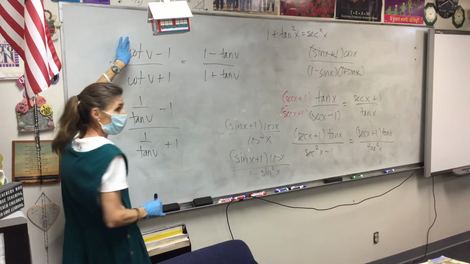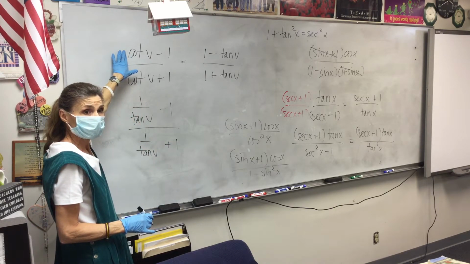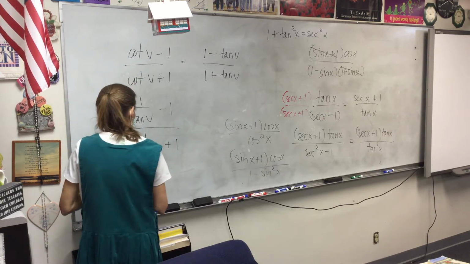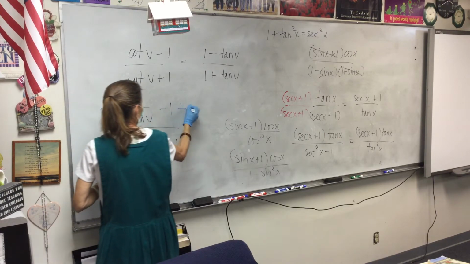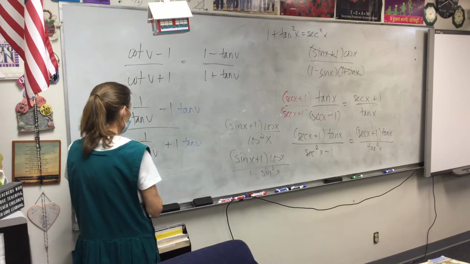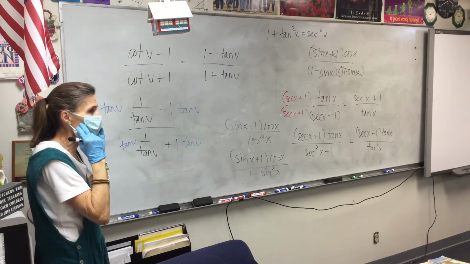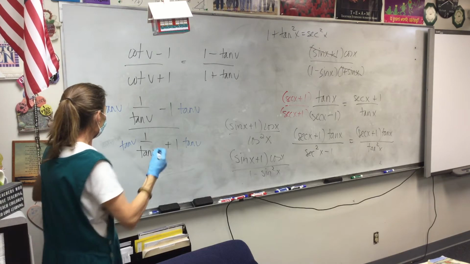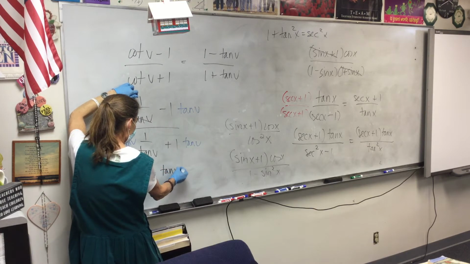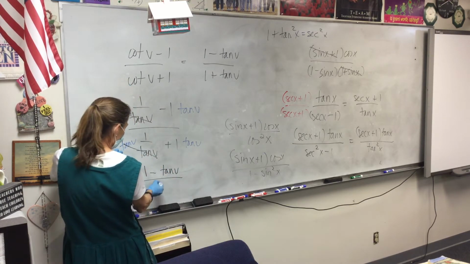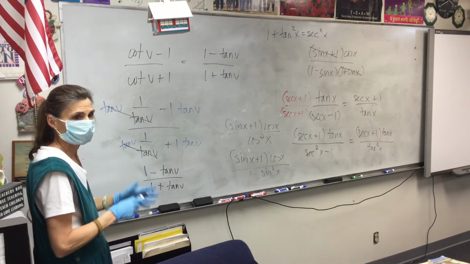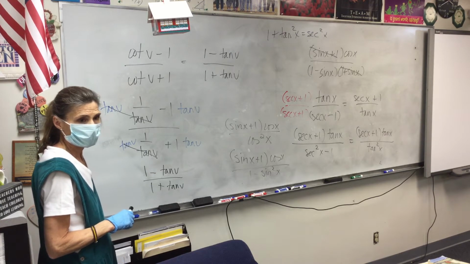Okay, now I've got one of those complex fractions. So what could I multiply by to take care of that problem? Tangent. So you multiply tangent by each little piece. Yeah, we talked about that. That's how you clean up a complex fraction. And what's going to happen? I'm going to be left with what on top? 1 minus tangent. And on the bottom, 1 plus tangent. Does that make sense to you?